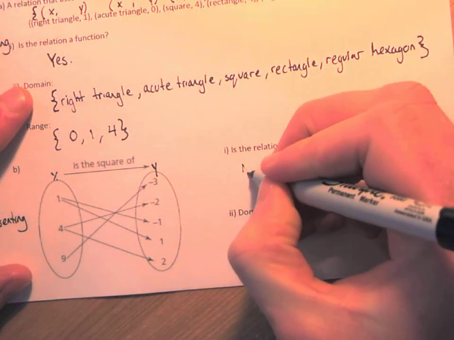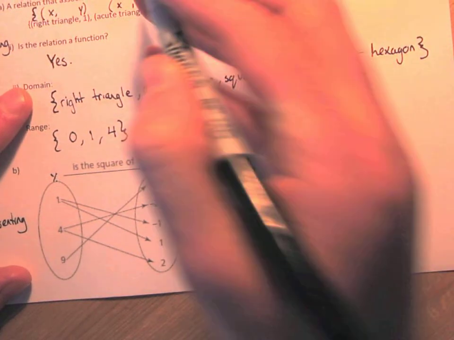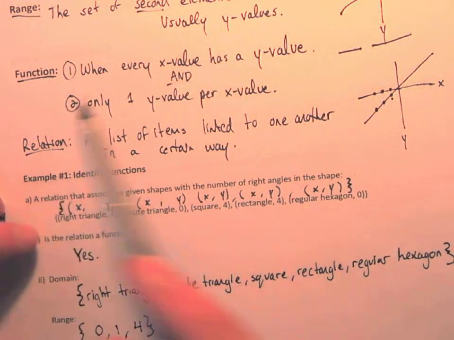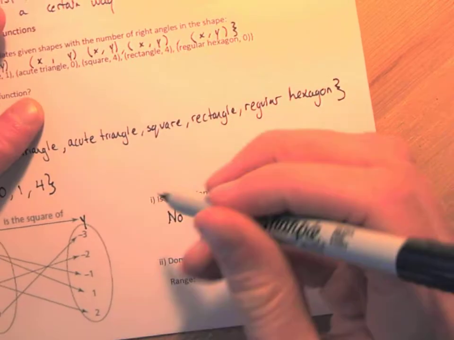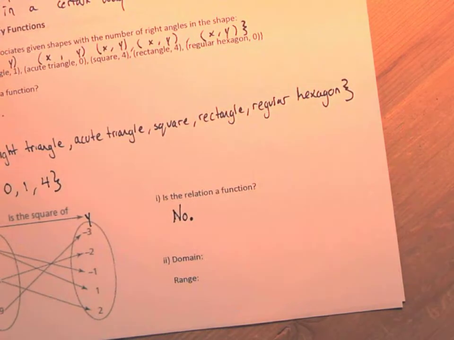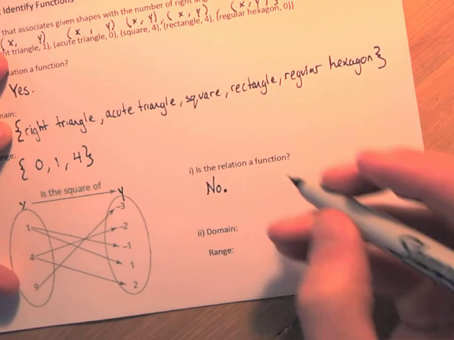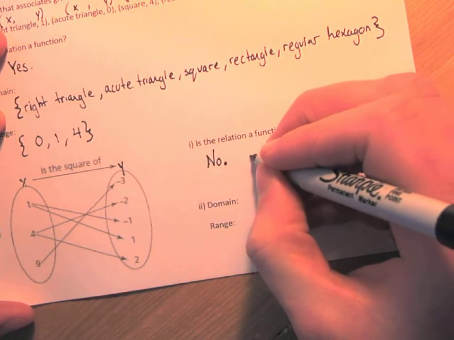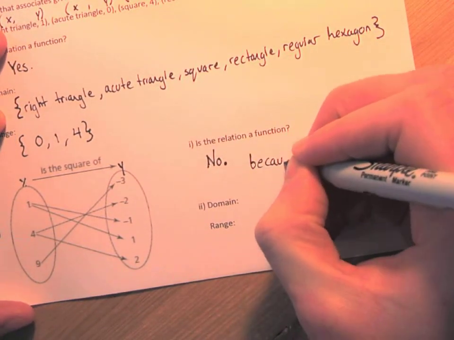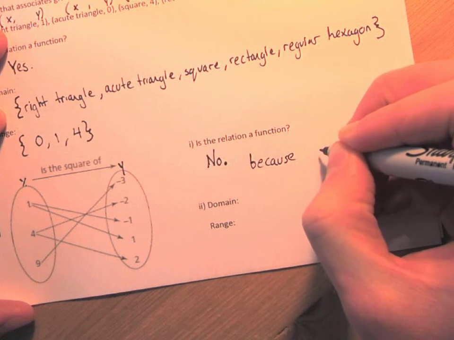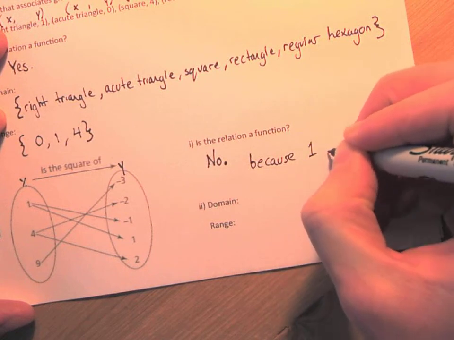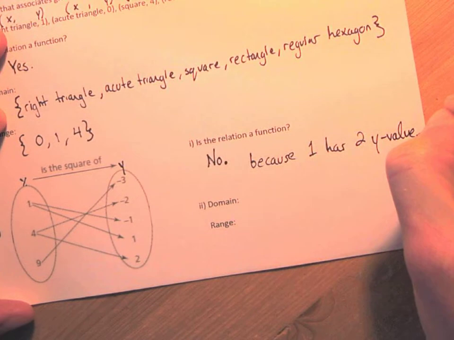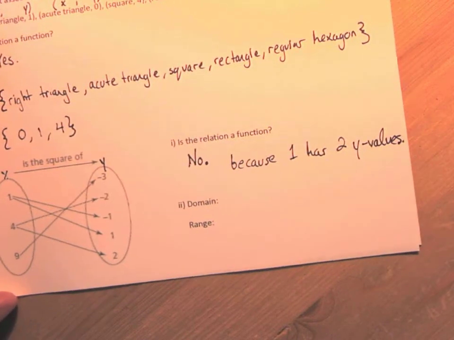So that means no, it wasn't right for number 2. So that means it's not right at all. If you find one spot where it doesn't work, the whole thing is not a function. So that is not a function, because 1 has 2 y values, and it can only have one.